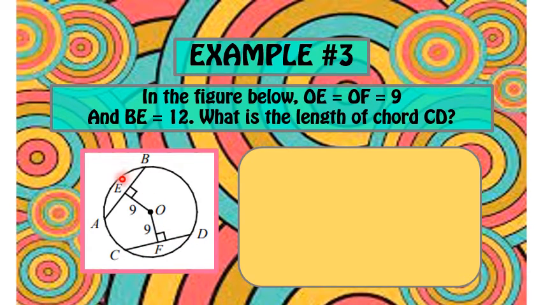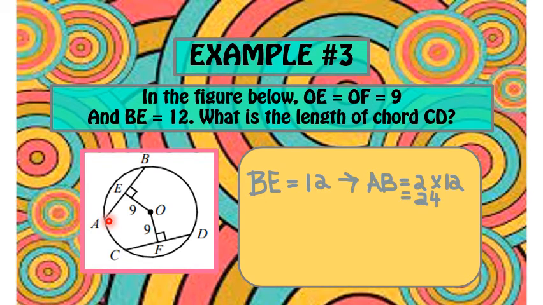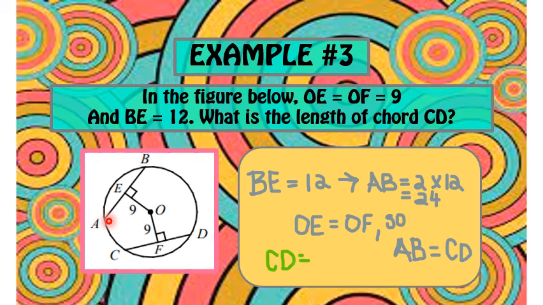The information we also know is that BE is 12. So half of segment AB is 12. So then that gives us the overall length of AB, which is 24. So BE equals 12. Therefore, AB equals 2 times 12, which is 24. If AB is 24, and we know that AB and CD are equidistant from the center of the circle, then we know that the length of AB is the same as the length of CD. So if the length of AB is 24, then the length of CD is also 24.